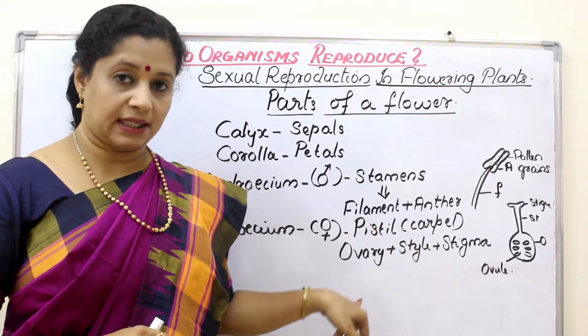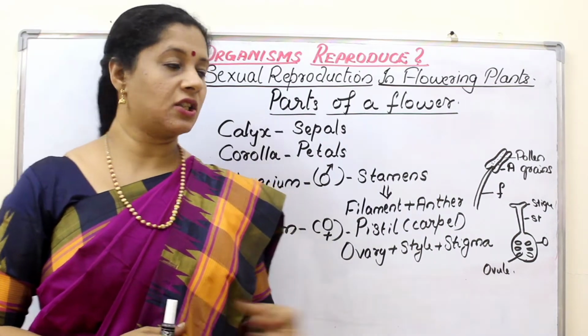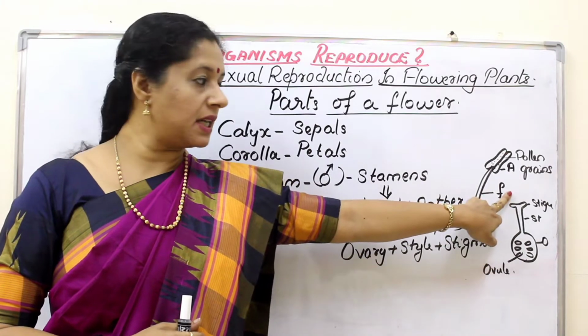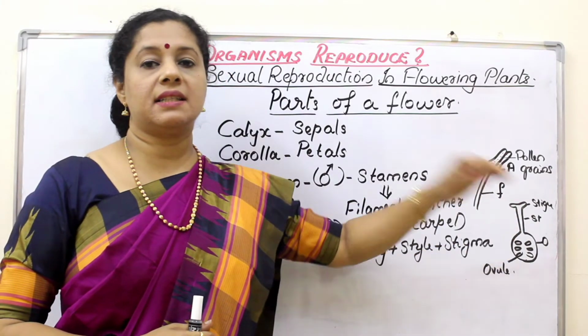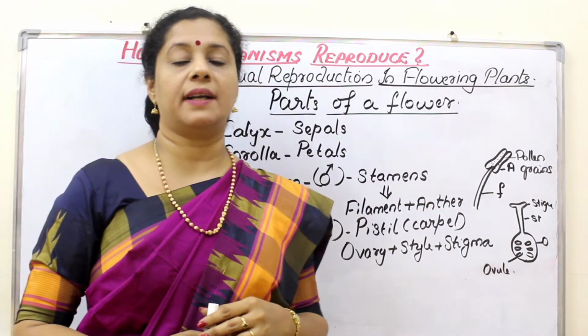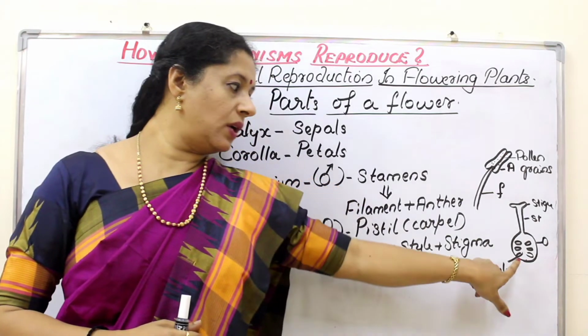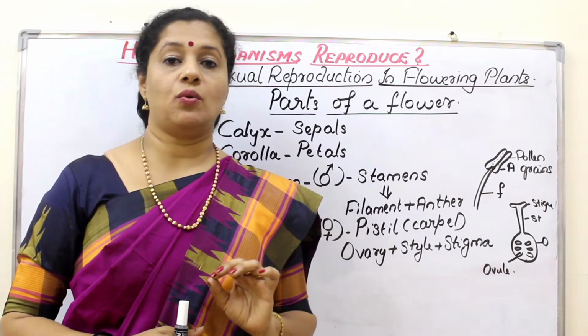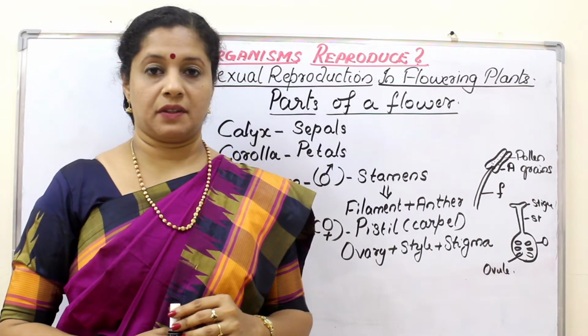It also has got 3 parts. The pistil or carpel consists of a swollen basal part called an ovary. Then there is a long tubular structure called a style, and there is a disc-shaped flat structure on top called a stigma. So inside the swollen ovary, what is present? Ovules are present. Inside the ovules, female gamete will form.